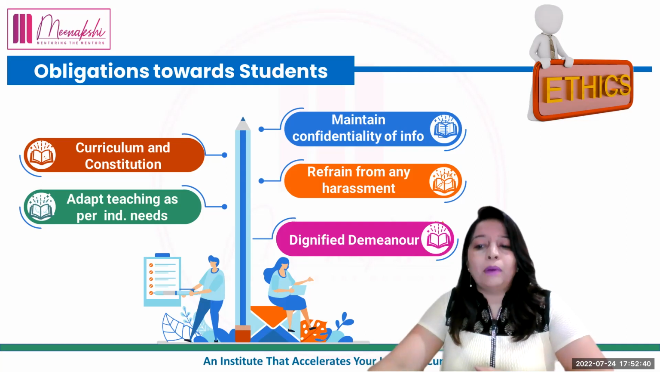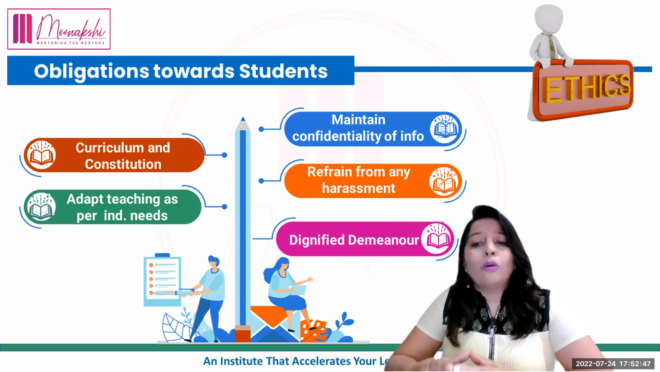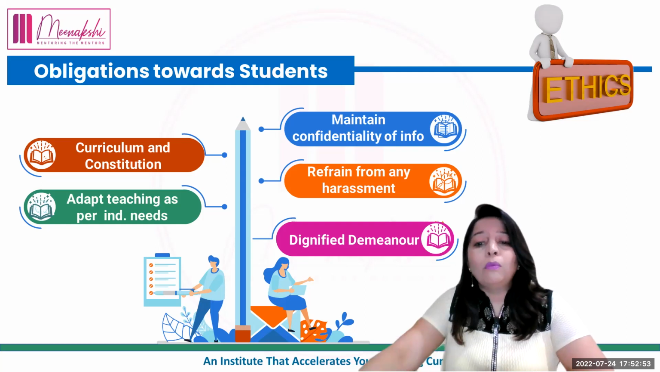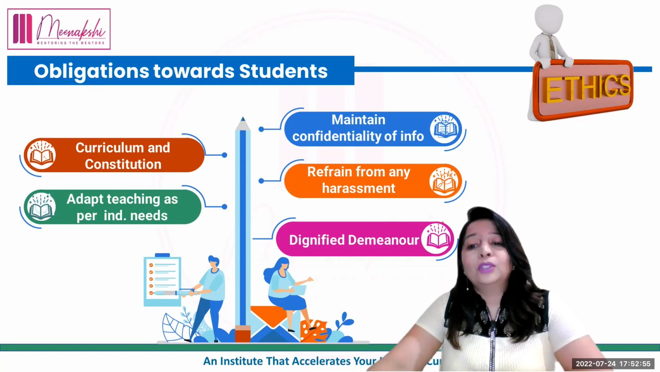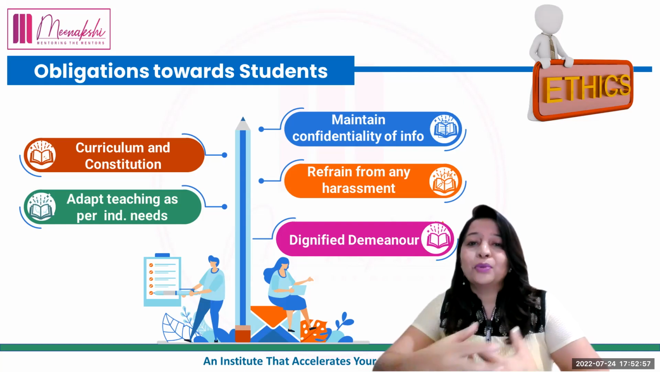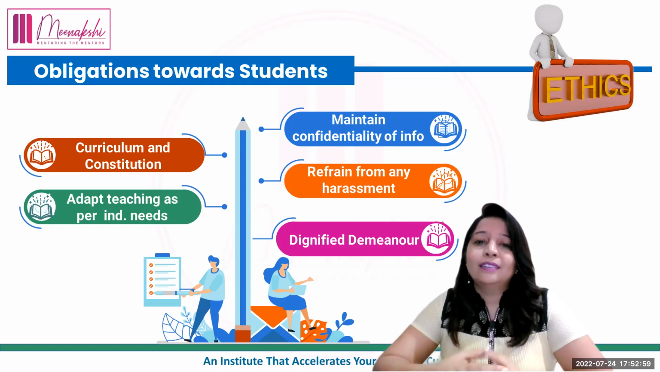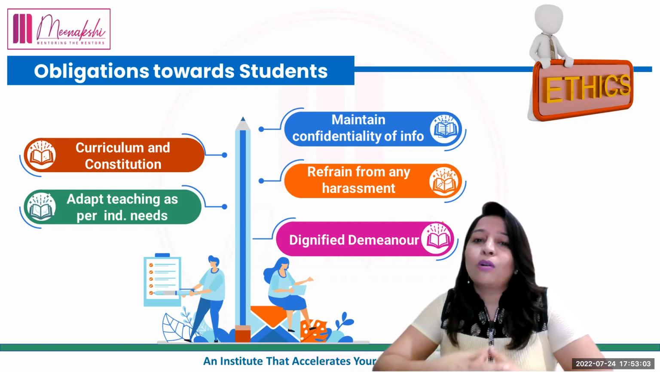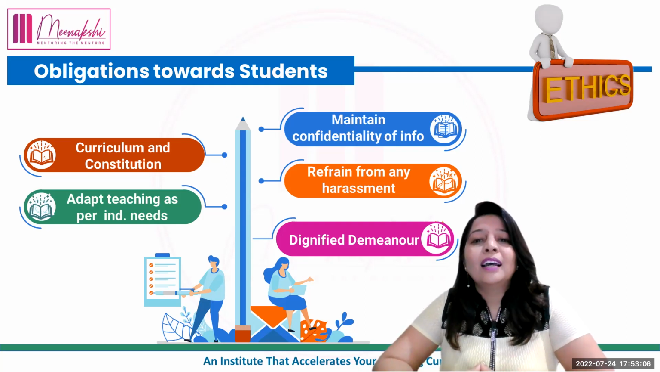And then keep a dignified demeanor commensurate with the expectations from a teacher as a role model. We as teachers should be role models for our students. We should be behaving in a manner such that our deeds, our actions, should be the role model for our children. Children learn the values.